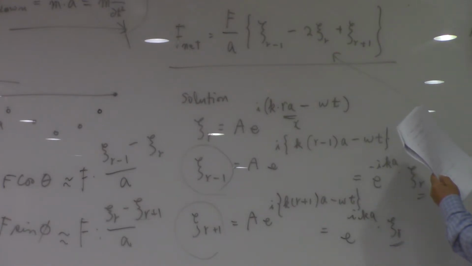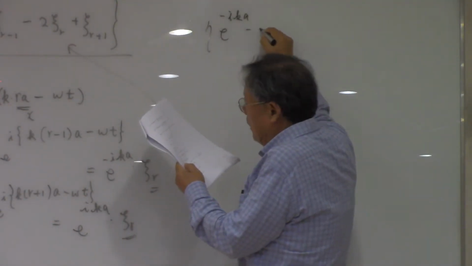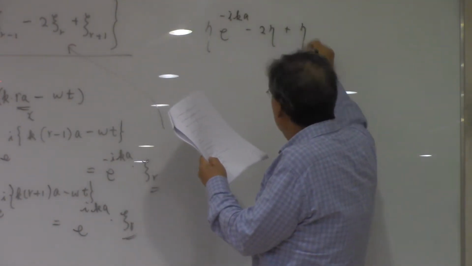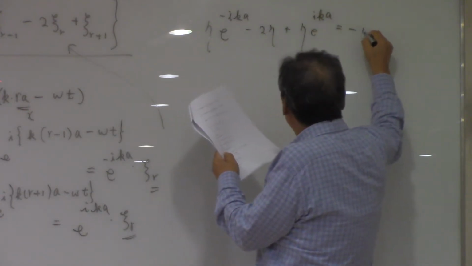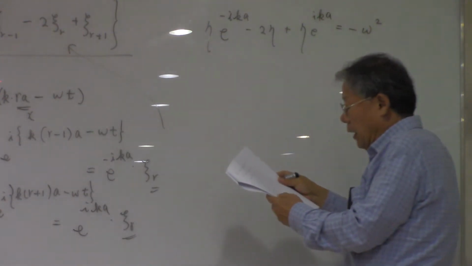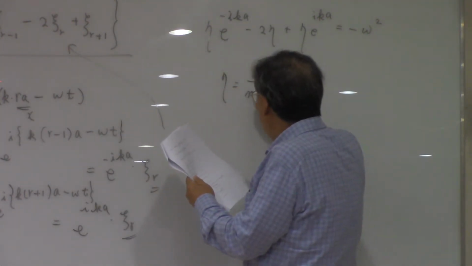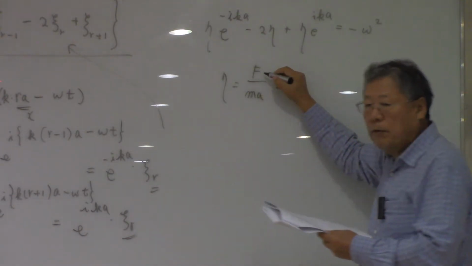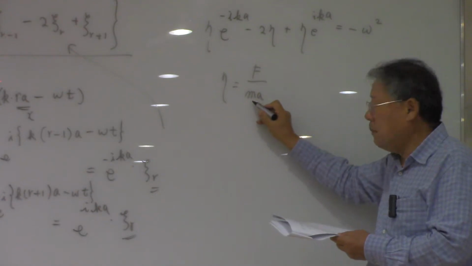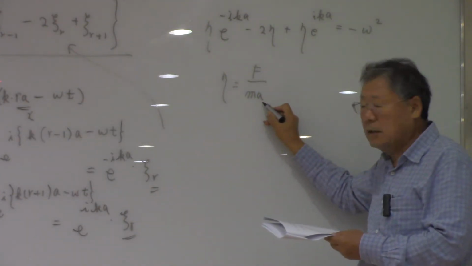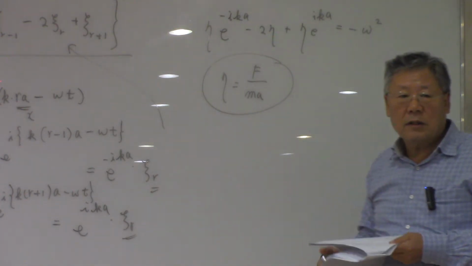Then you end up with eta e to the minus ika minus 2 eta plus eta e to the ika equal to minus omega squared. And here the eta is going to be F over ma. The F is the Coulombic force between the atoms, and then ma is the mass of the atoms, and a is the lattice distance. So everything here is known, the constant values.